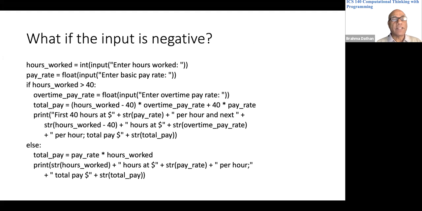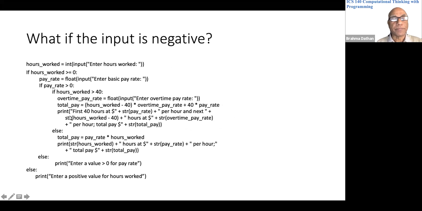For example, let's start with this situation. Here is a program that reads in the number of hours worked by an employee, that is the first line, and then it asks for the pay rate. And if the number of hours worked is more than 40, it asks for the overtime pay rate and computes the total pay. Otherwise, it computes the pay without asking for the overtime pay rate.